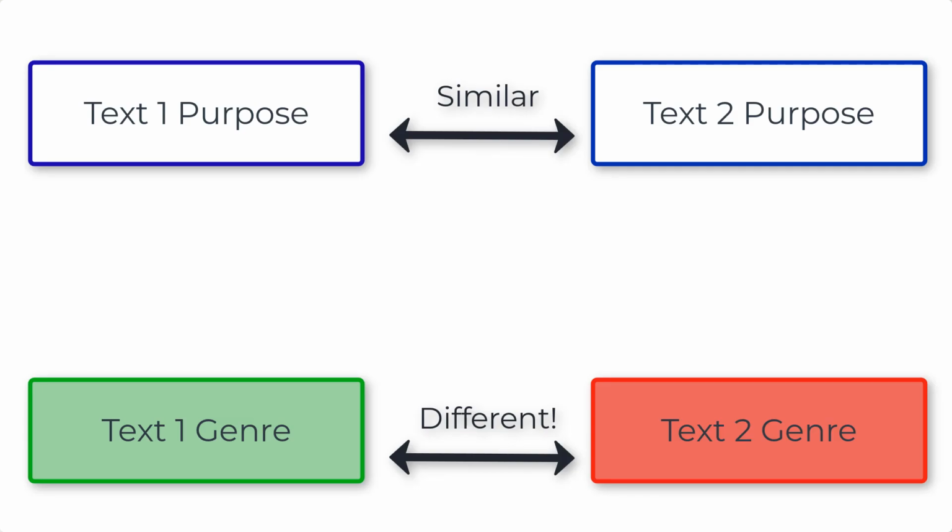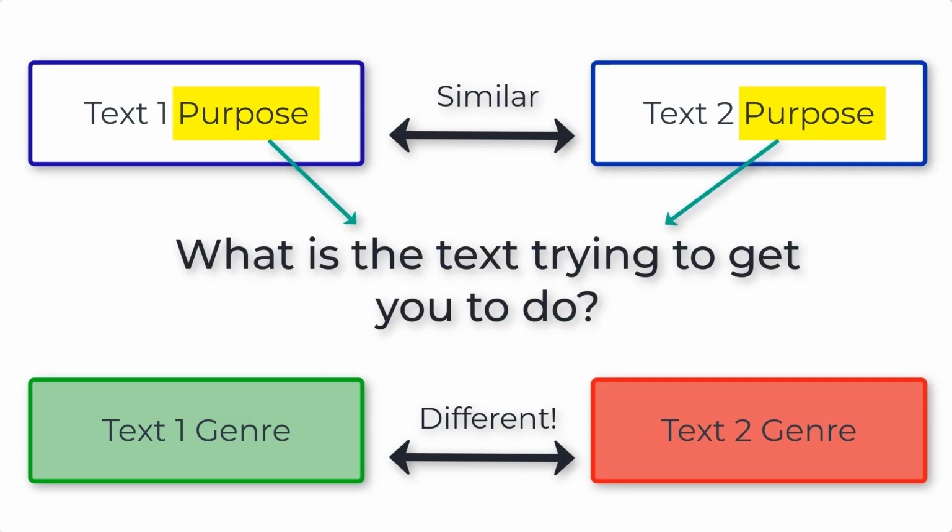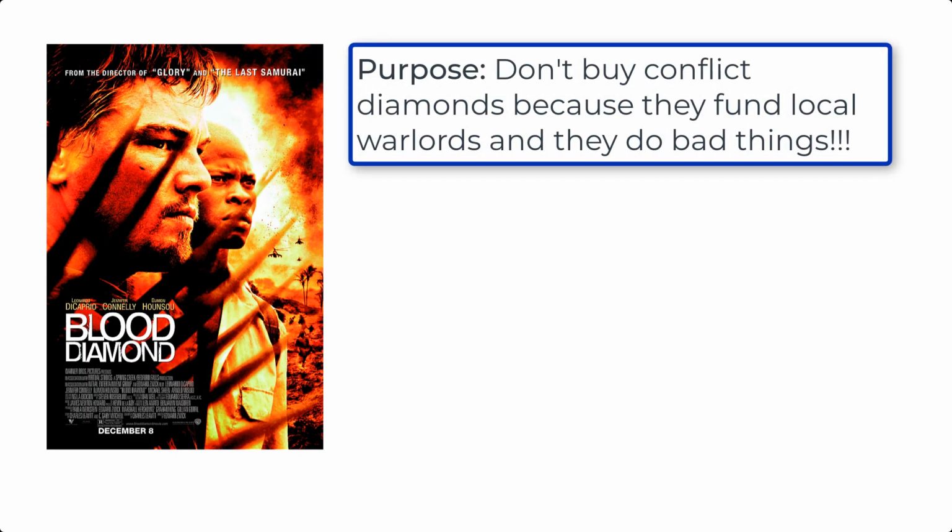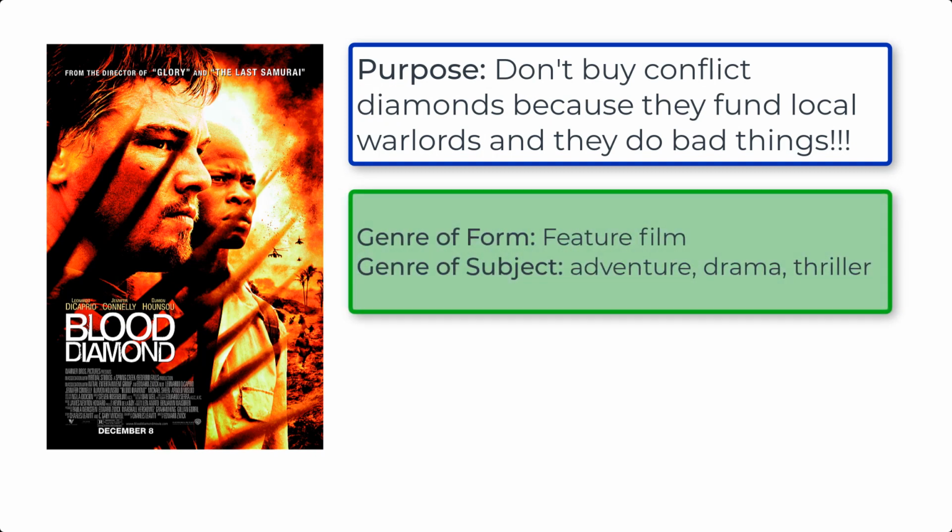I think a good place to start with this question is in identifying the two texts with a similar purpose but a different genre. To find the purpose of a text, try to think of what the text is trying to teach you or persuade you to do or think. For example, the purpose of Blood Diamonds by Edward Zwick is to persuade the audience not to buy conflict diamonds and minerals. It can also be categorized as a feature film, which is its genre or form.